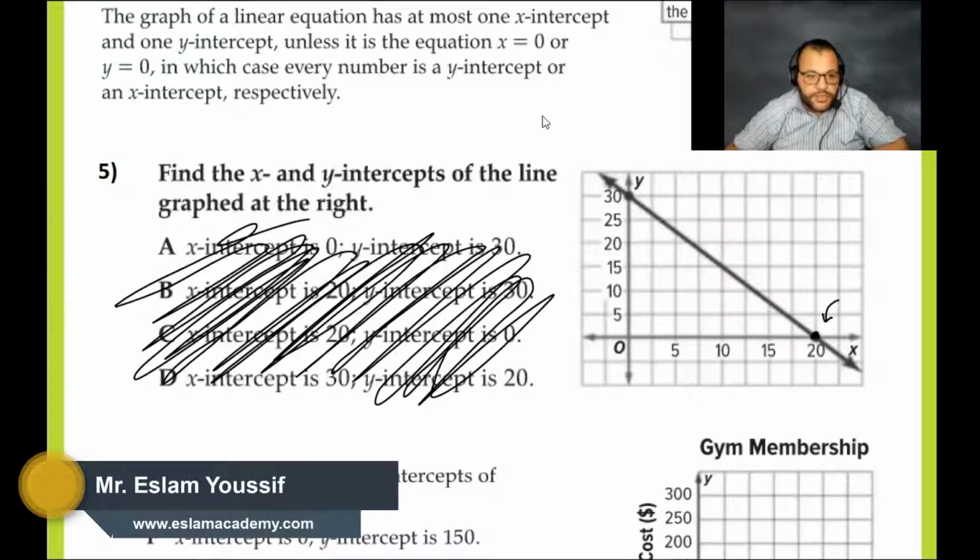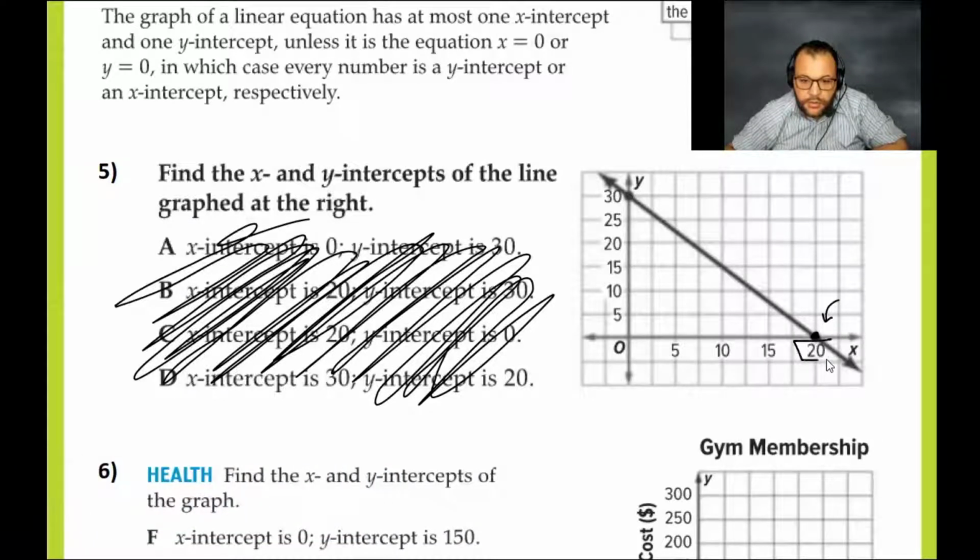At this point, the horizontal line intersects here. What is this number? It means x-intercept equals 20. Okay, what is the y-intercept? What is the meaning of the y-intercept?